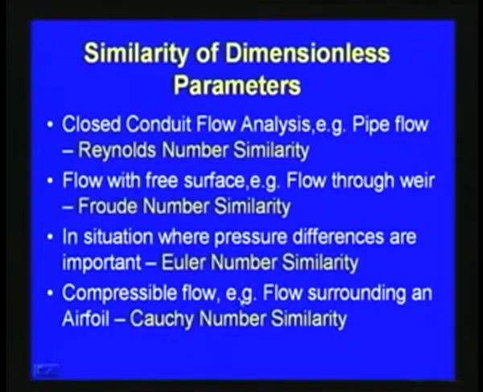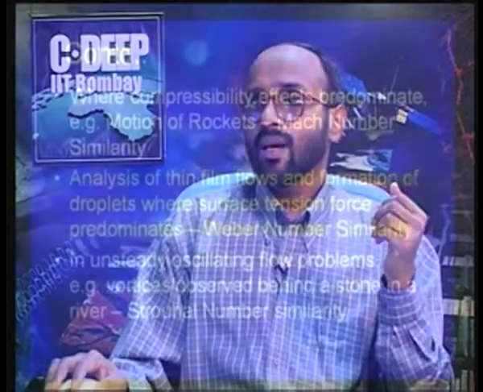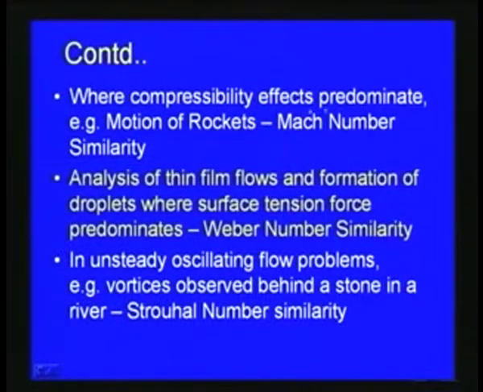And for example, in compressible flow like flow over an airfoil, where the compressibility of the gas flow is considered, we will be using Cauchy number similarity. And wherever the compressibility effects predominate, like the motion of rockets, there we consider the Mach number similarity. Mach number is related to the compressibility effect. So we use the Mach number similarity.